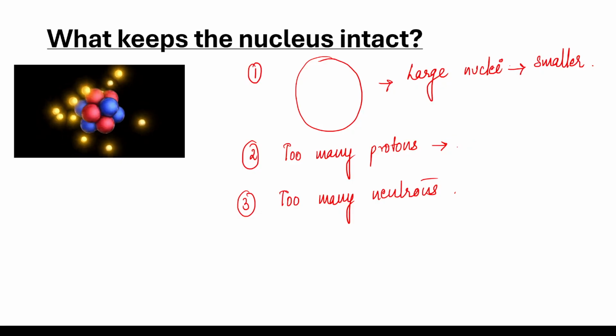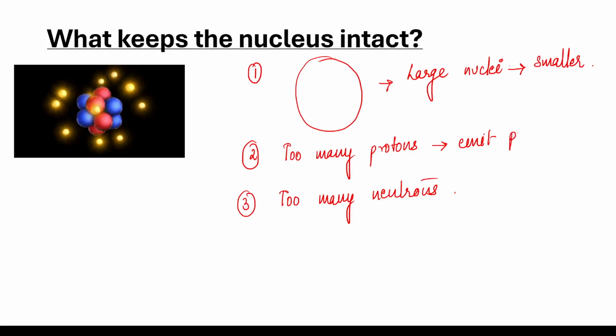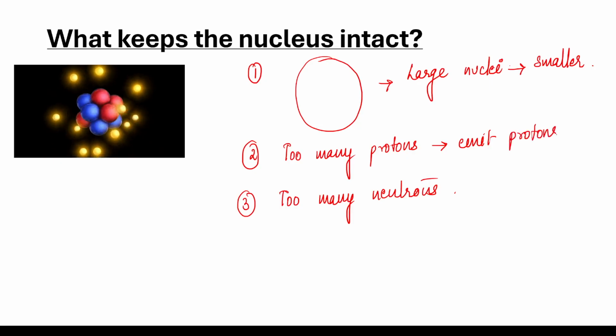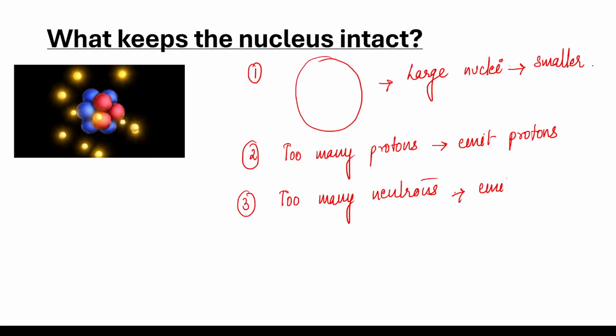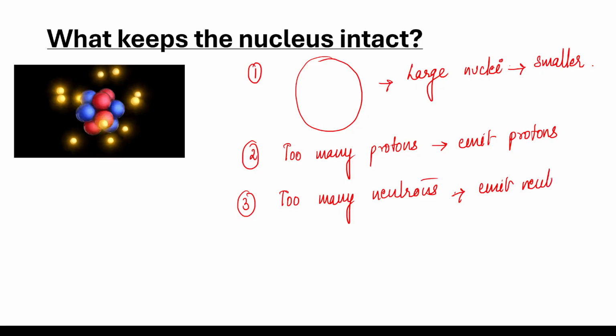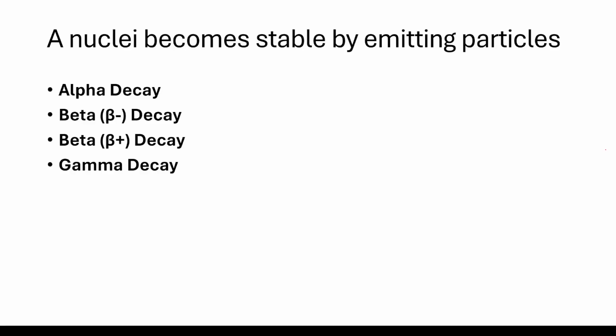If it has too many protons, it'll try to emit protons and get rid of some protons. If it has too many neutrons, it'll try to get rid of some of the neutrons. Okay, now how that happens, that's what leads us to our particles. So this is how it becomes stable.